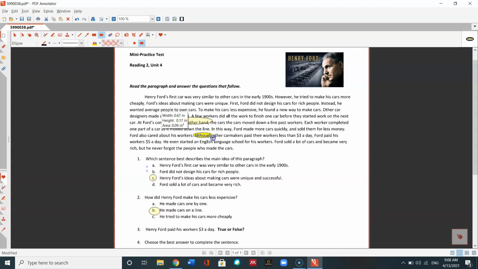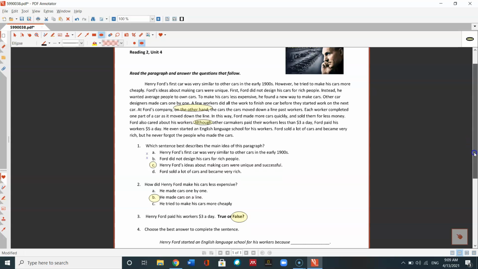So again, we have a contrast connecting word. Although other people paid $3 a day, Ford paid $5 a day. So this sentence that he paid his workers $3 a day is false. This is the contrast. This is the other side, but his is different. He paid $5 a day.